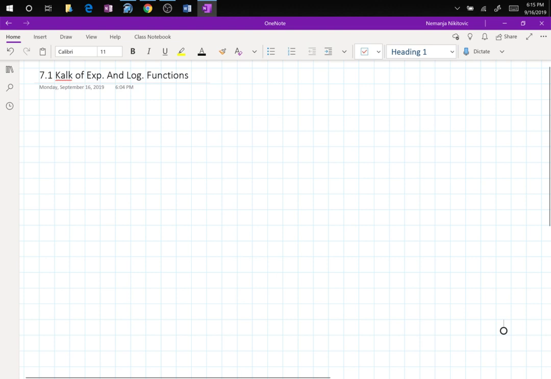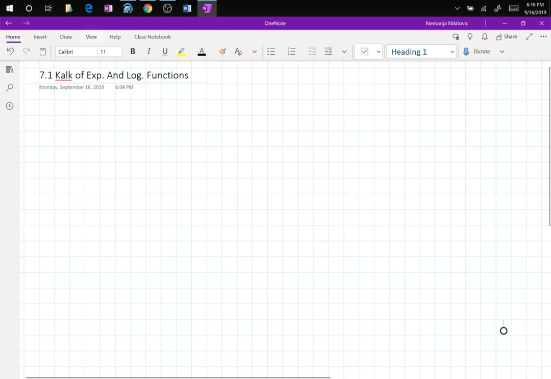Hello and welcome back to Calculus 2. We are starting chapter 7. The first lesson is mostly review of stuff that you guys know, or might see a new formula here and there. So we're talking about exponential functions and logarithmic functions, and we need to know derivatives and integrals regarding those particular functions.